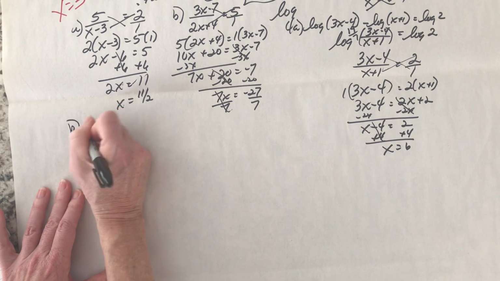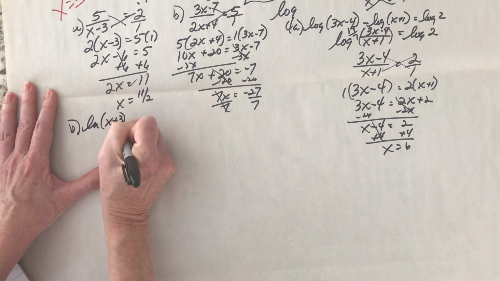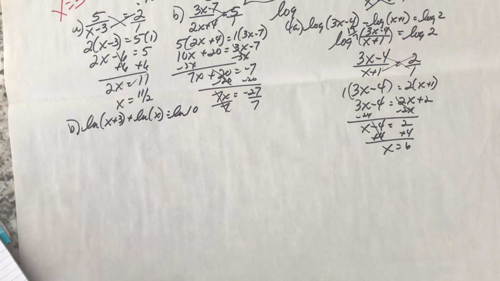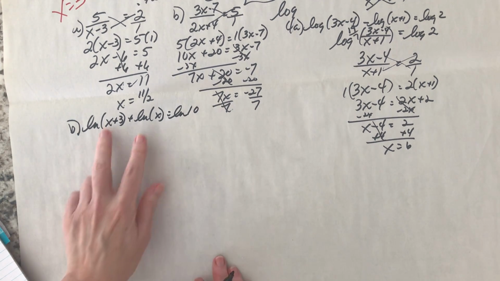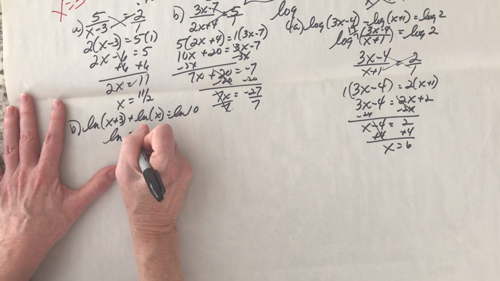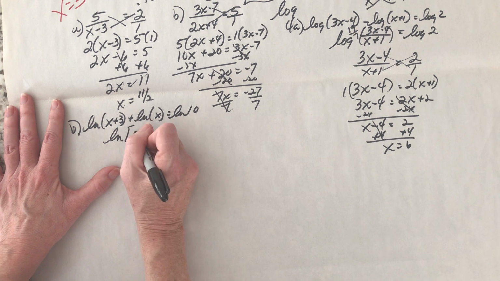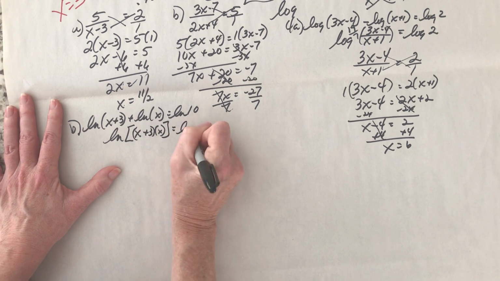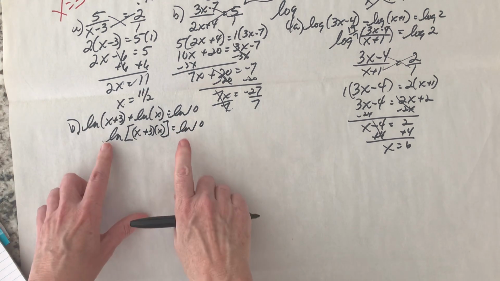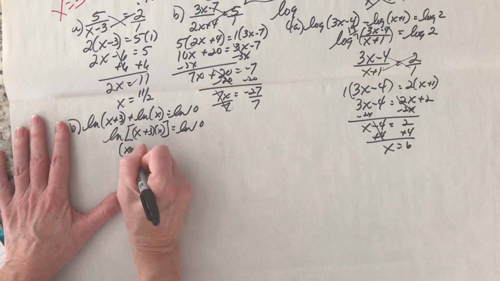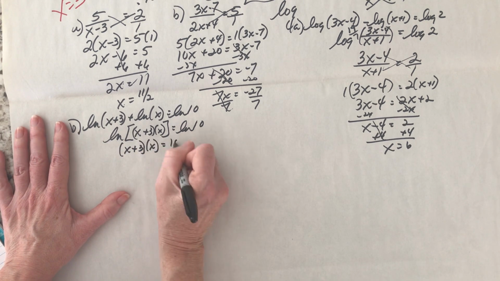4b, we've got the natural log of x plus 3 plus the natural log of x equals the natural log of 10. Same kind of problem as the previous problem. We have too many natural logs. We're going to have to combine these two. When they're adding, they really mean to multiply them. So let's bring them together. The natural log of x plus 3 times x equals the natural log of 10. Now it's one natural log equal to another natural log, so you're able to set their pieces together. x plus 3 times x equals 10.